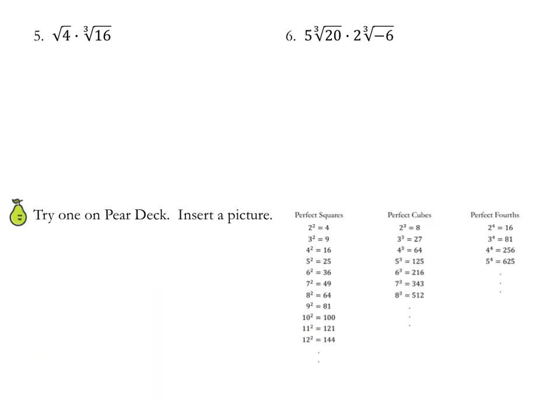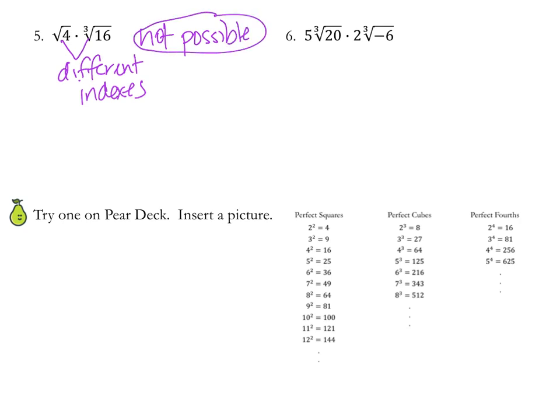We got a couple more here. So let's talk about a couple more. Number 5, what you need to notice right away is these are different indexes. If they are different indexes, it is also not possible to multiply them. So if we have different indexes, we are also going to write not possible for this one, because they can't be combined. They have to be the same radical to be able to be combined. Alright, take a second and try number 6 on your own. And I'll have you select the answer on Edpuzzle.